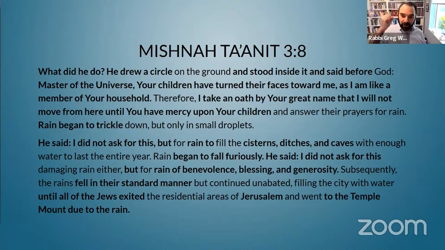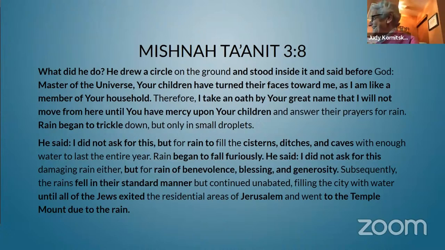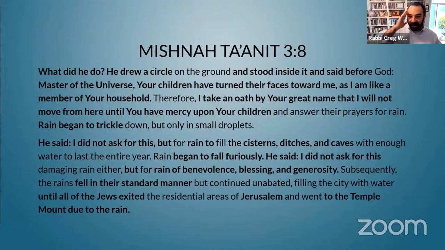And the rains were really almost violent. So Honi comes back. I didn't ask for this violent rain, this damaging rain either, but for benevolent rain, blessing rain, pastoral. You know, I don't want Beethoven's fifth symphony. I want the ninth symphony, the pastoral. That's what I want in the rains.